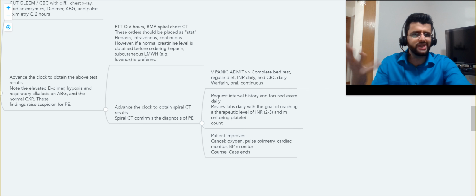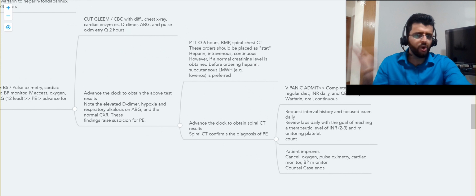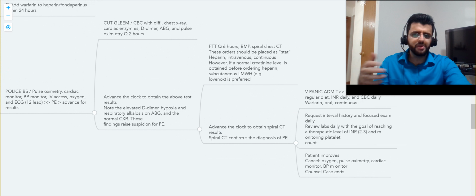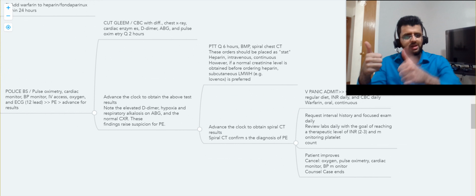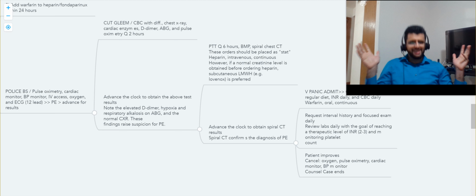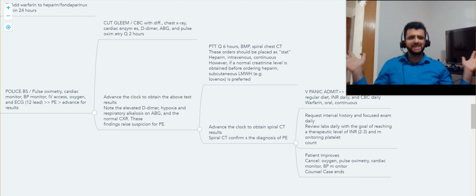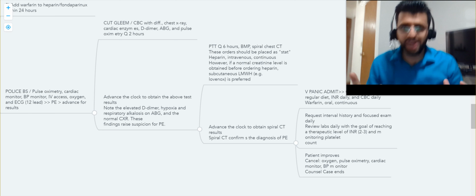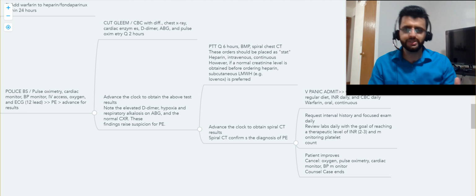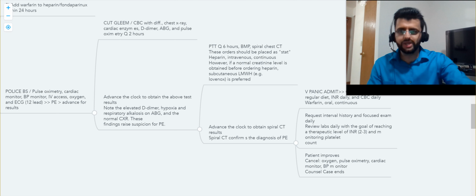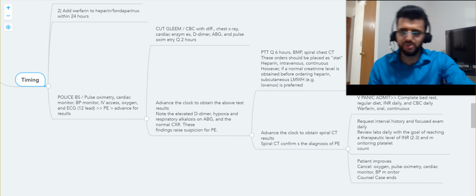So if you summarize this case, if you know the mnemonics, all you need to remember is PTT, Lovenox, spiral CT, warfarin, and that's it. It's very easy. CCS cases are very simple. So we're going to do a quick rundown of the mnemonics so that you remember them.